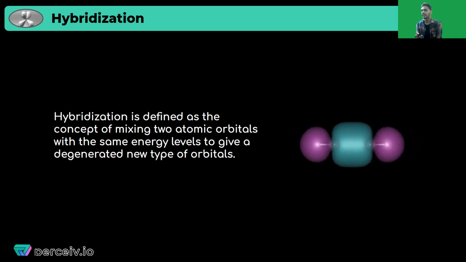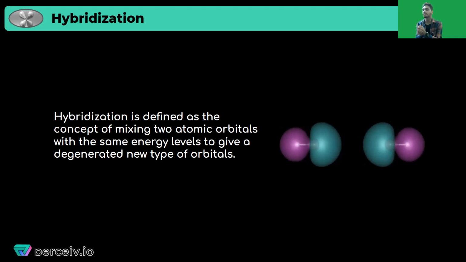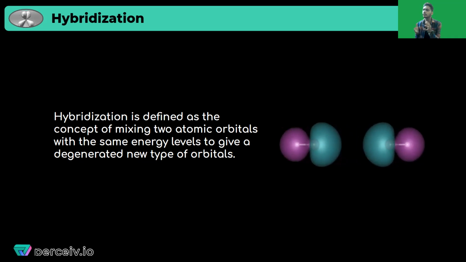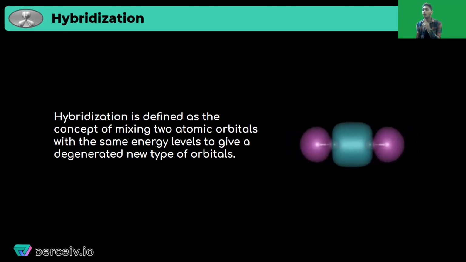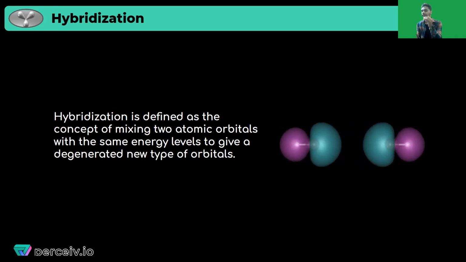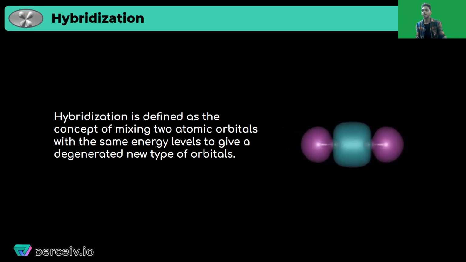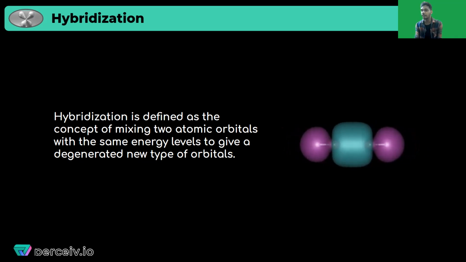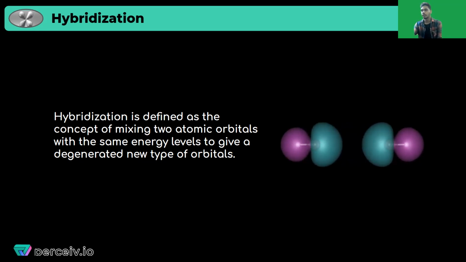So hybridization is nothing but the mixing of same energy level orbitals to give degenerate new types of orbitals. Why do they want to mix with each other? Once they mix, they form degenerate orbitals. So from instability, they can form stability. That's why the hybridization process is very important in organic chemistry. So let's move further.